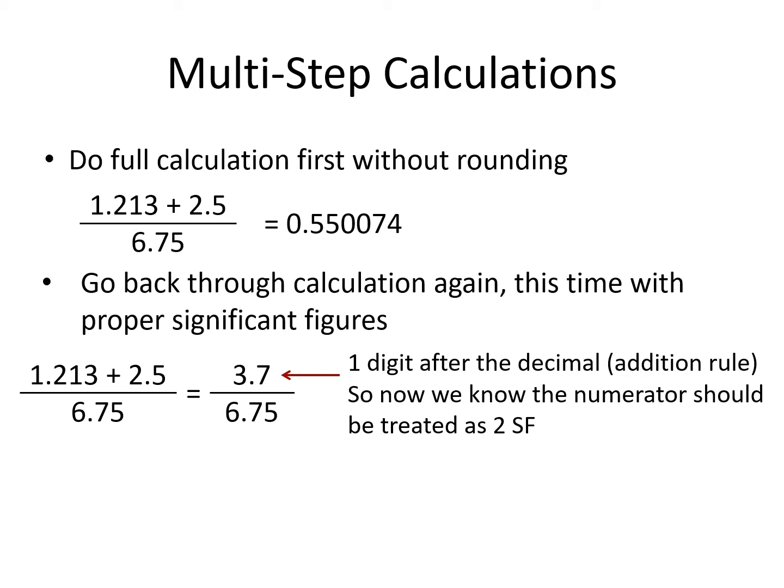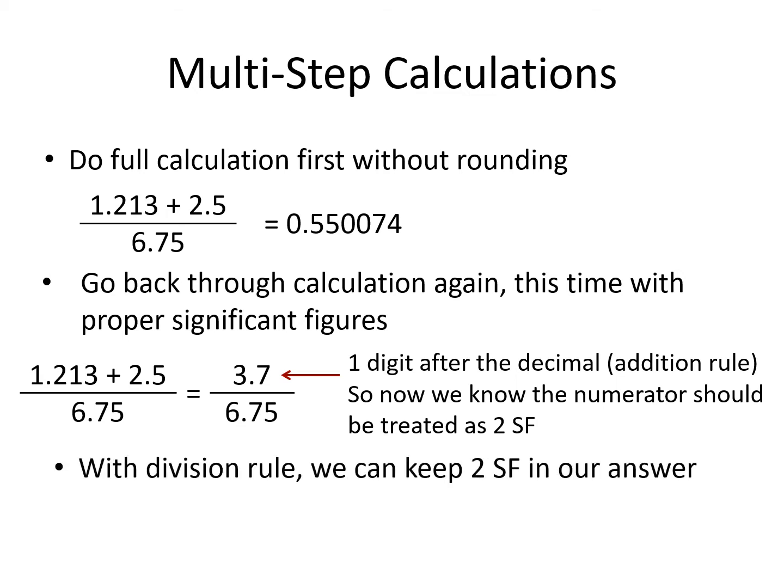3.7 has 2 sig figs, and 6.75 has 3 sig figs. So our answer gets rounded to 2 significant figures. At this point, we reference our original unrounded calculation, and we round that number to 2 significant figures. 0.550074 rounded to 2 sig figs is 0.55.